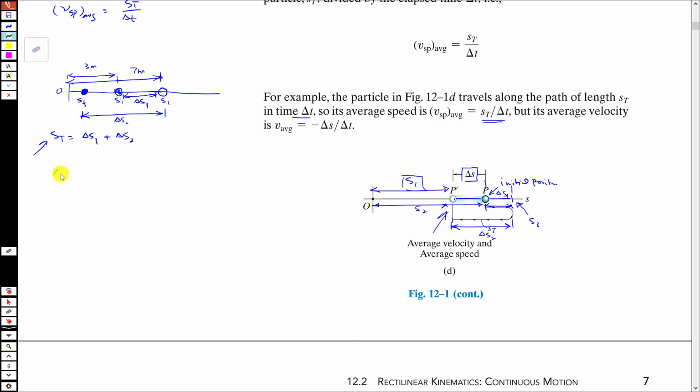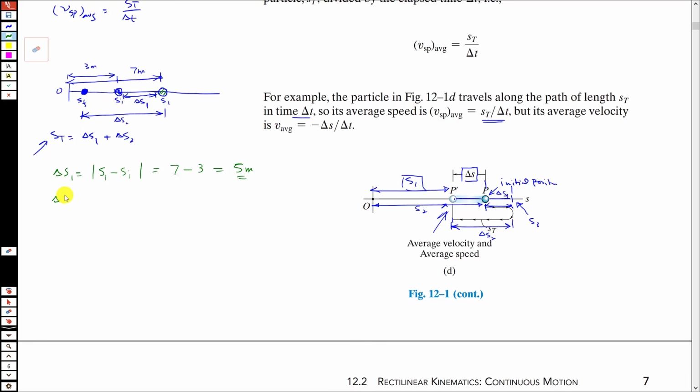So now delta s1 will be, this is distance, so we will take the absolute value. So delta s1 will be the final position, so this is s1, minus the initial position, right? The particle was at a distance of 7 meters, so we can write 7 minus the initial position, which is 3 meters. So delta s1 is 5 meters, right?